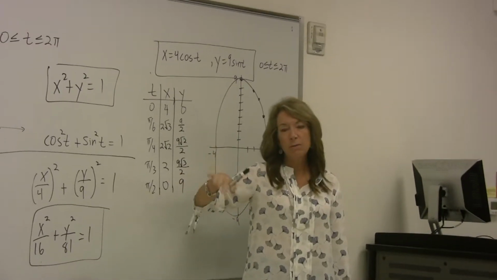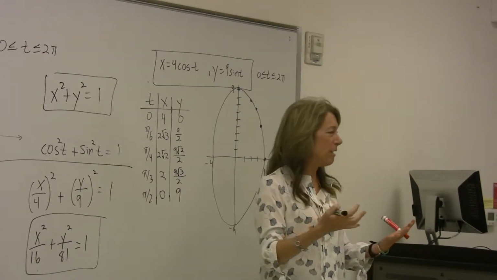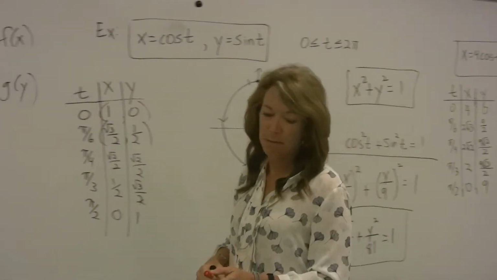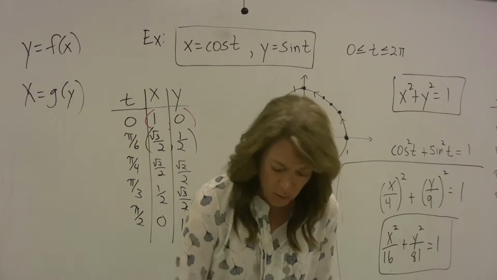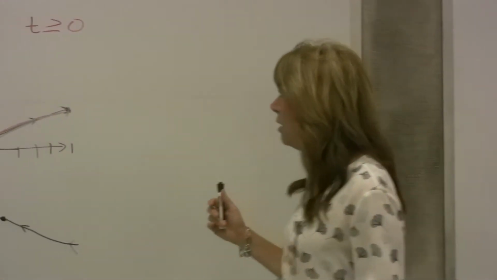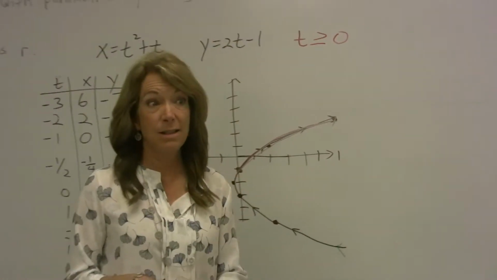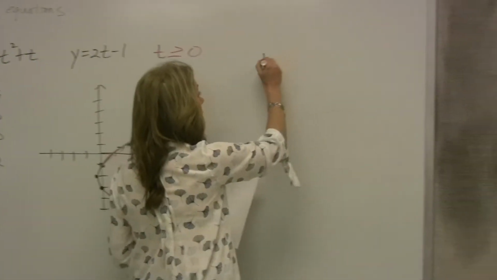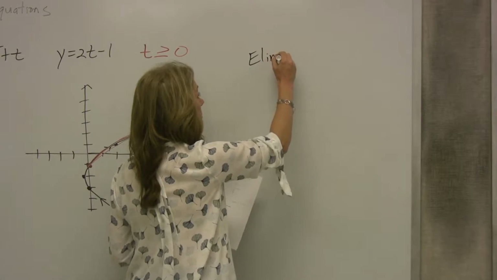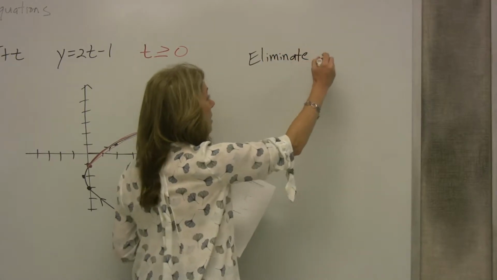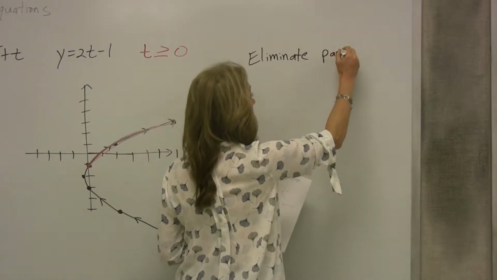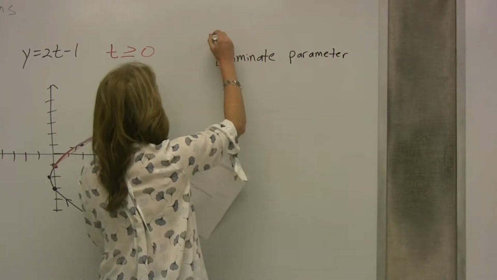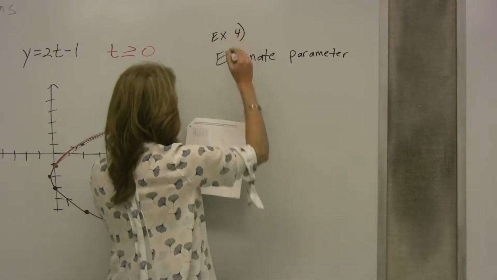A lot of times it helps to eliminate the parameter because then you get a shape that you recognize, and you know how to graph it. So let's eliminate the parameter over here. It involves your fabulous algebra skills. One method is to solve for t and substitute. This is example 4. It says eliminate the variable t.